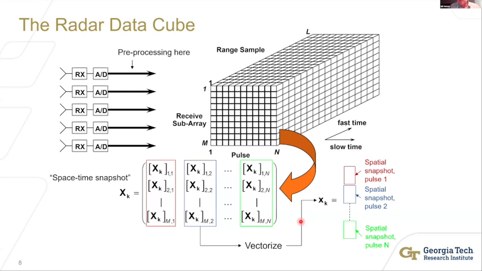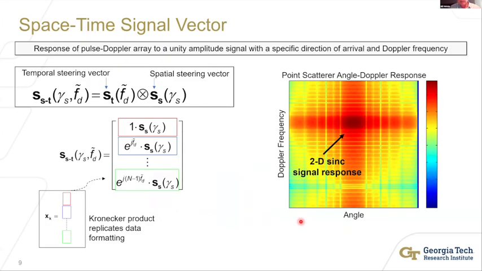And different weightings will give different performance. But for a second, you might ask, well, what would a single point scatterer look like in this data cube? The response of a pulse Doppler array to a unit amplitude signal with a given direction of arrival and Doppler is described by what we call the space-time steering vector. Because we've taken the multidimensional data and organized it into a vector, that suggests the use of a tensor product. In this case, this notation means the Kronecker product, which just involves stacking the data just like the way I showed on the prior chart.